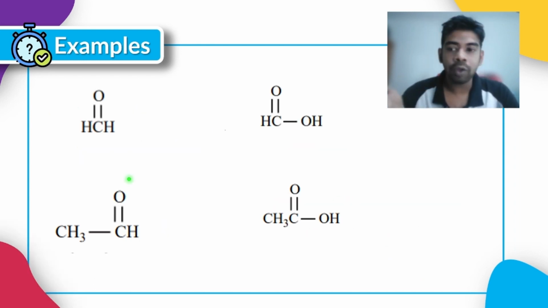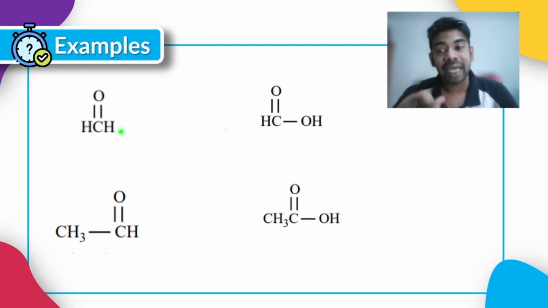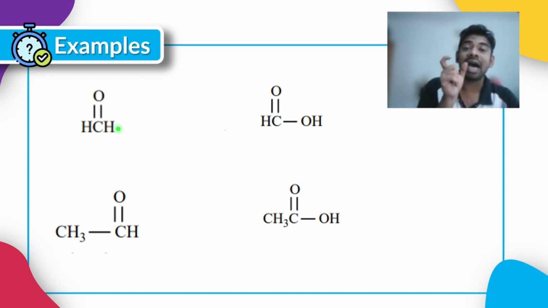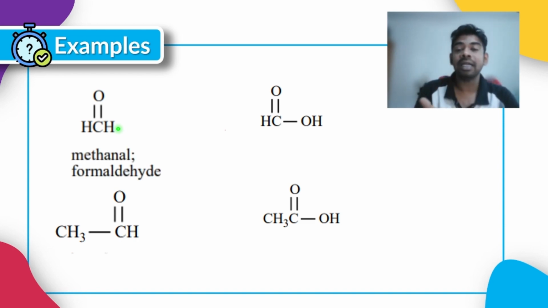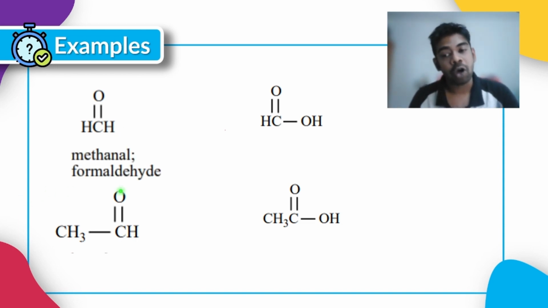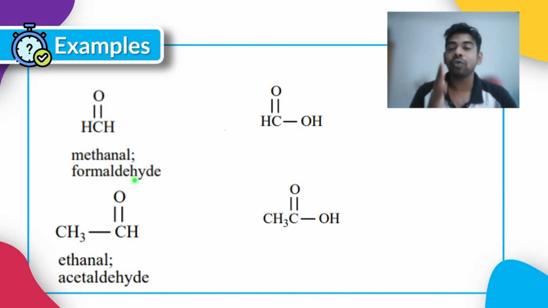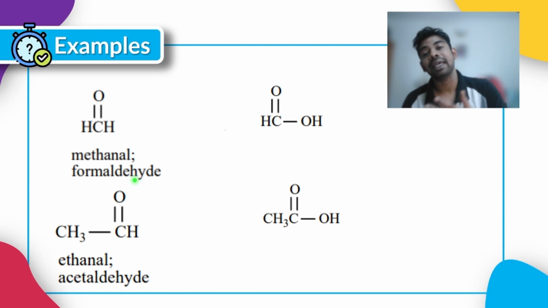Moving on to a few more. So here you have C double bond OH. This is not a ketone. This is an aldehyde, and hence you use the word al. So this would be methanal, also called formaldehyde. For just one carbon you use the word formal, and hence formaldehyde is the name for this. Similarly, for this, you have two carbons now, so it is called ethanal.